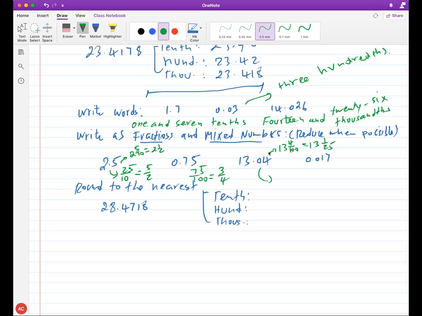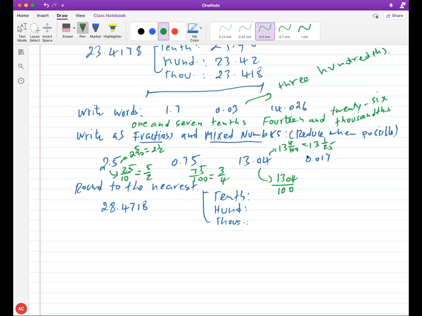If you move the decimal, 13 and 4 over 100. Exactly. Over 100, yeah. Twice. Very good.